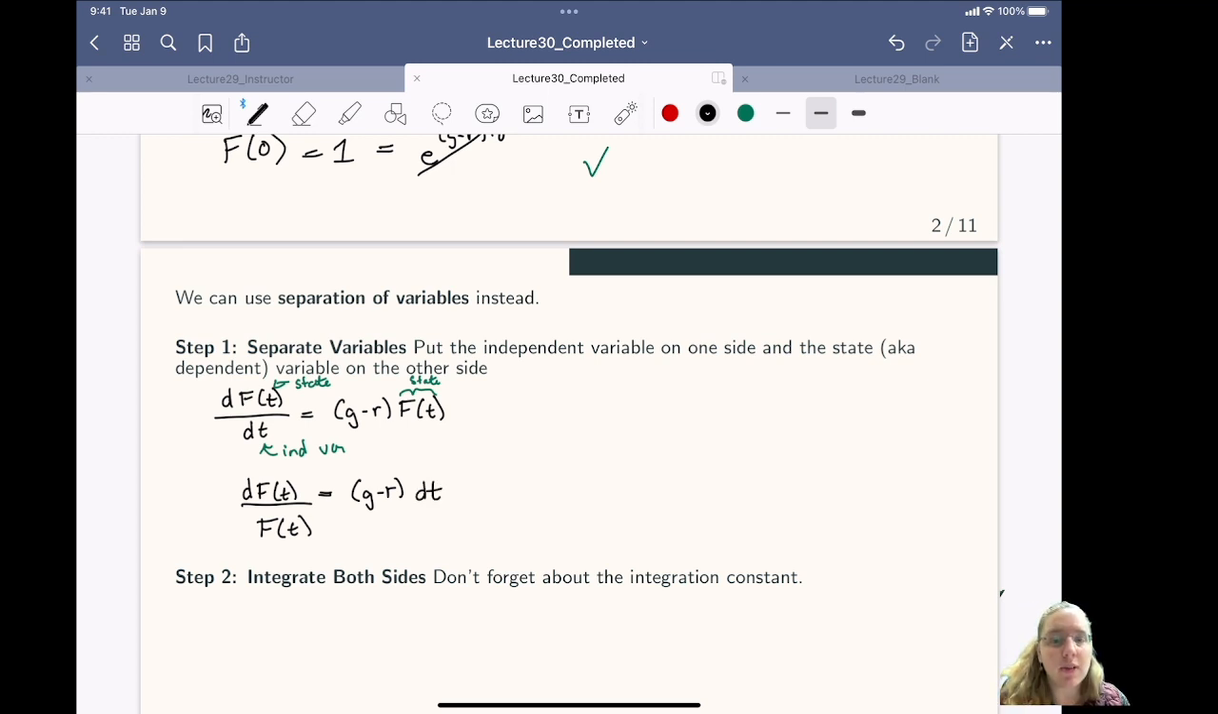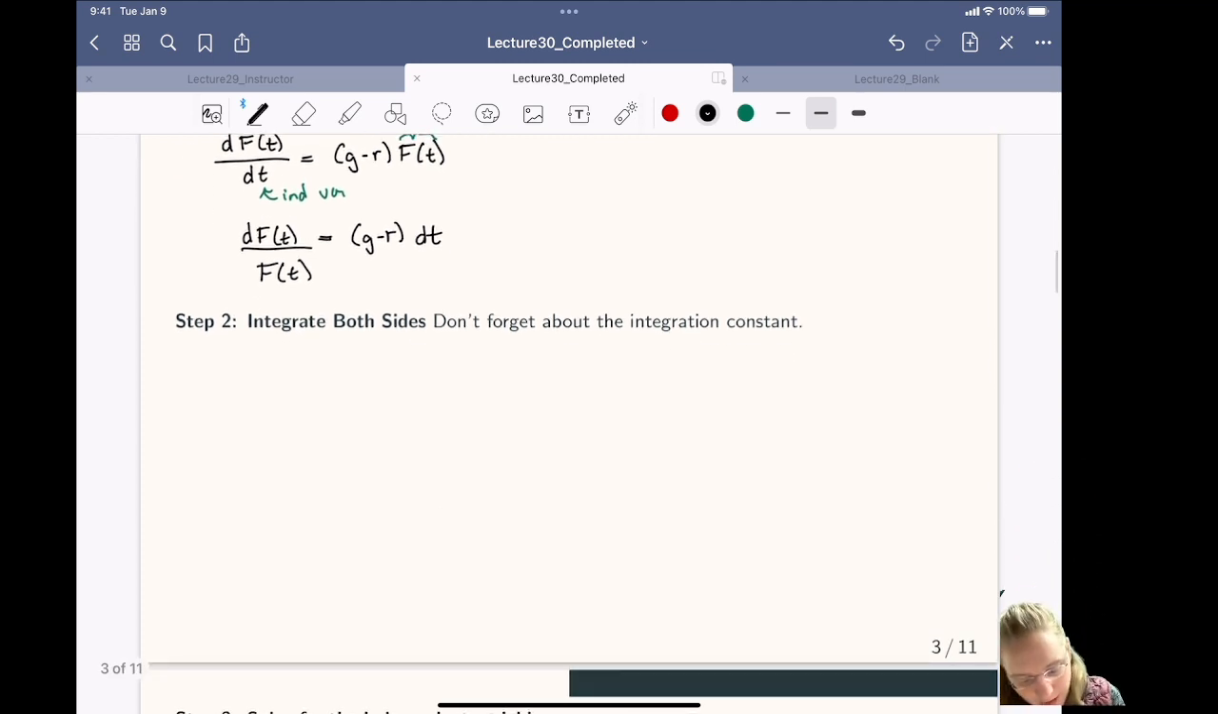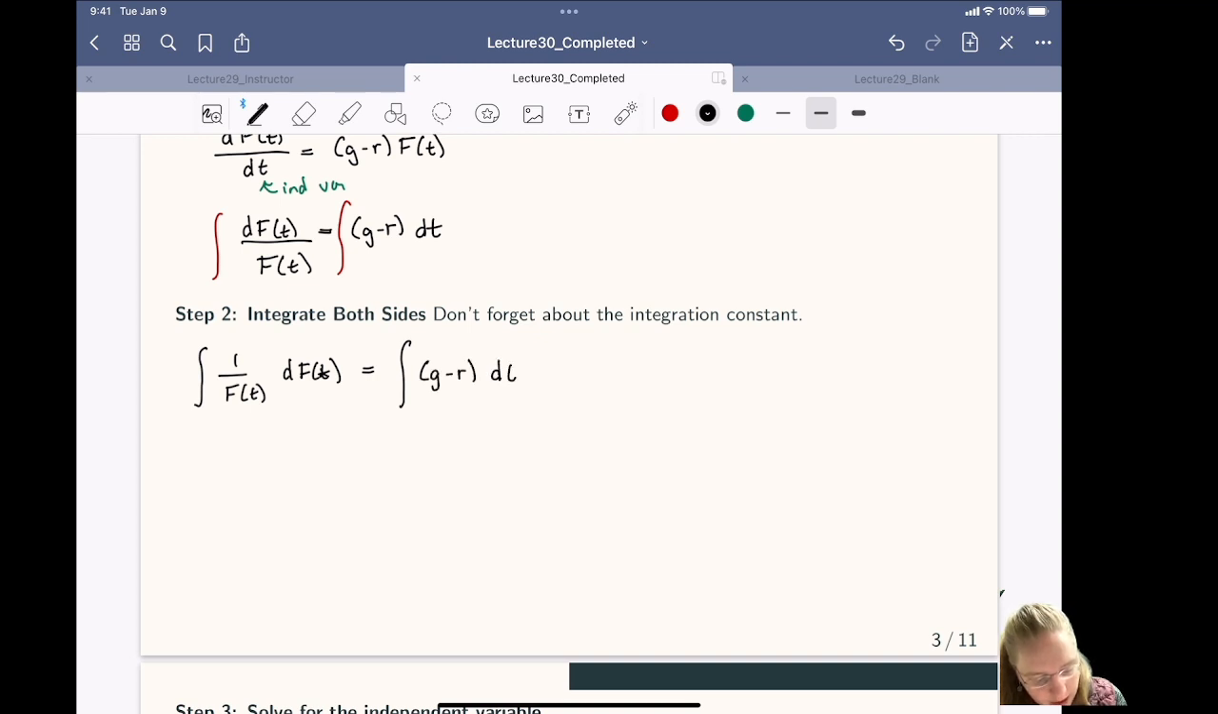So we have this. All right, well, that might look a little bit confusing, but the cool part is that now we can integrate both sides of this equation. So we're going to throw an integral there and an integral there. I'm just going to rewrite this. We have the integral of 1 over f of t df of t is equal to the integral of g minus r dt.